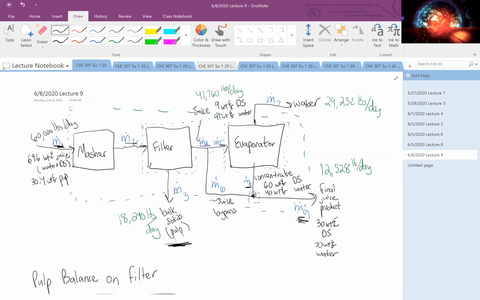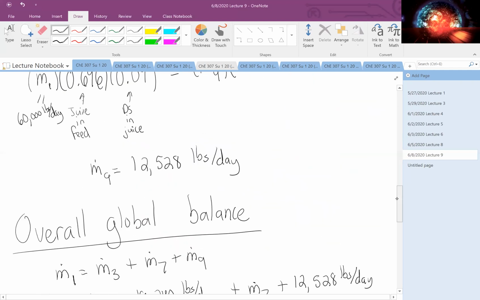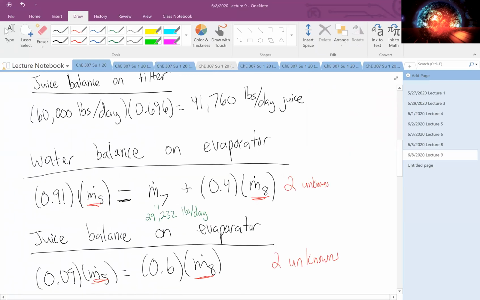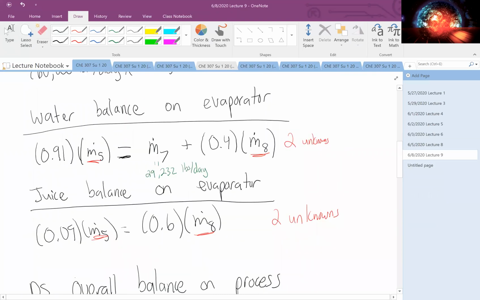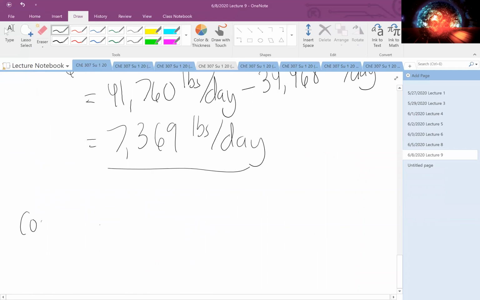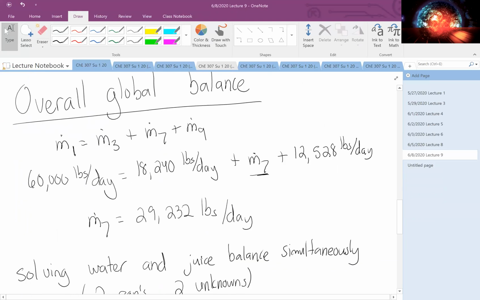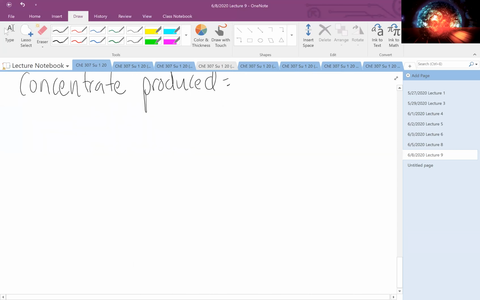So going back to the problem statement, it asks, after you draw and label the flow chart, at what rate is concentrate being produced? So that would just be the flow rate of M8. So concentrate produced. Let me scroll back up. Where's M8? No, this isn't M7. This is M8. 5,159 pounds per day.